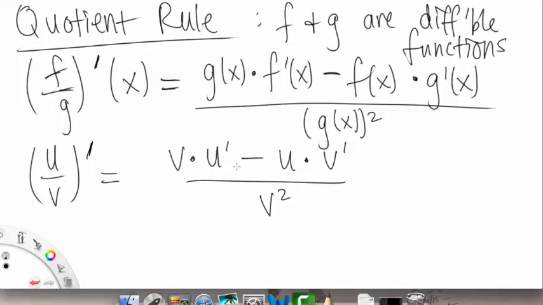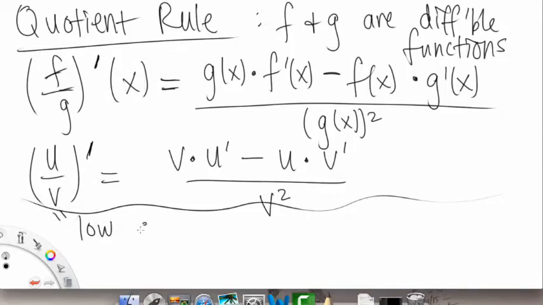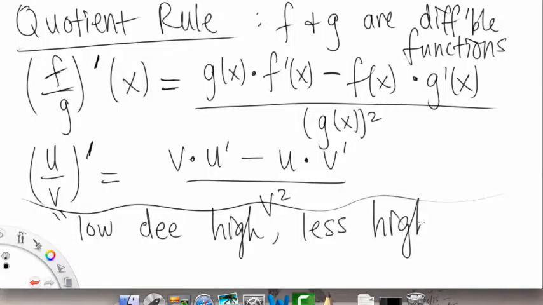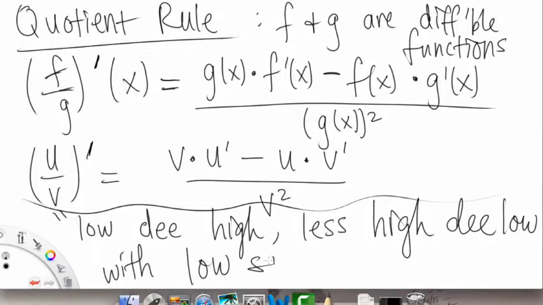So still, this might look like a lot. It's like, okay, how, what? What's going on? So what I've learned, when I first learned this, my teacher showed me a trick and said the little rhyme, which I still use to this day: low, D, high, okay? And then less, high, D, low, with, low, squared, below, okay?